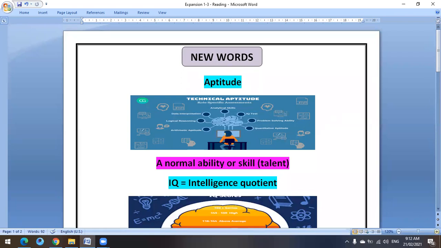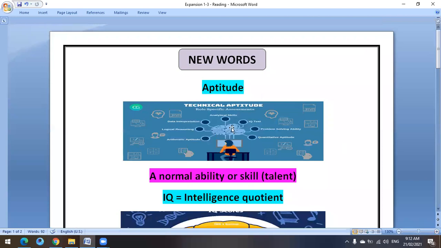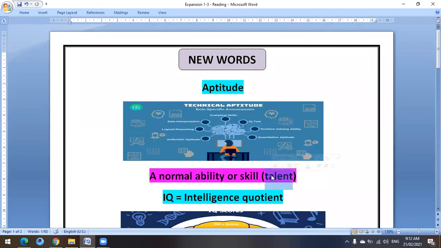As you see here, the word aptitude itself. The word aptitude, what does this word mean? A natural ability or skill. In another way, talent. Okay, so that's what's meant by aptitude. So when you say aptitude test, you are testing a natural ability or a skill in my mind, my head, and so on.